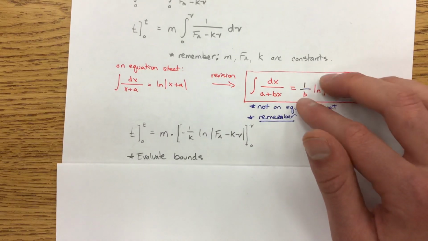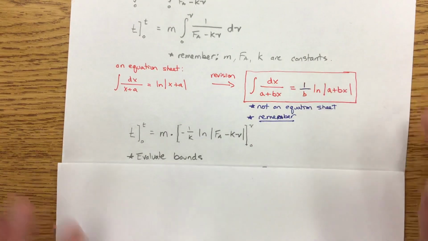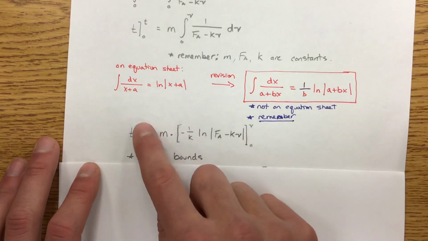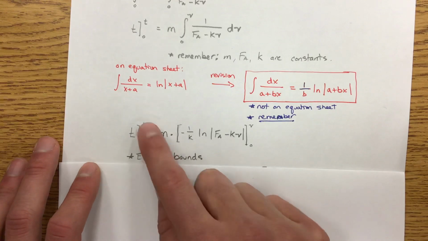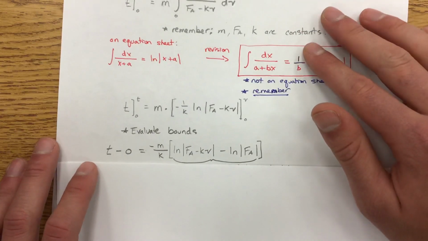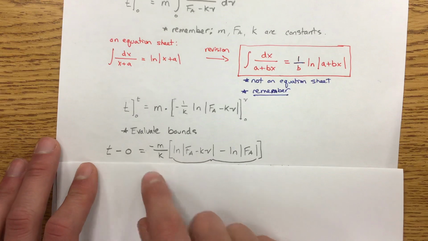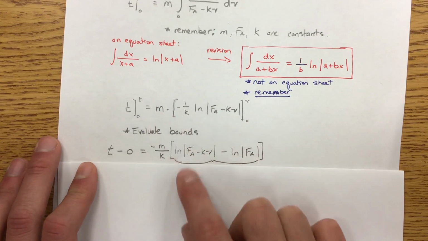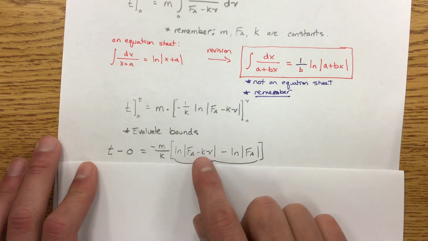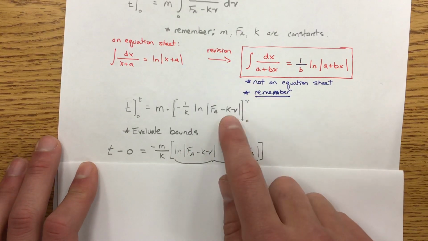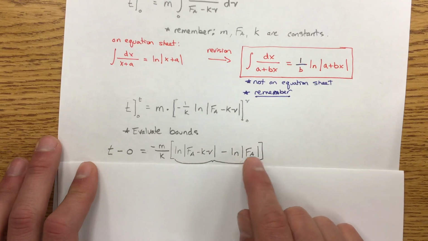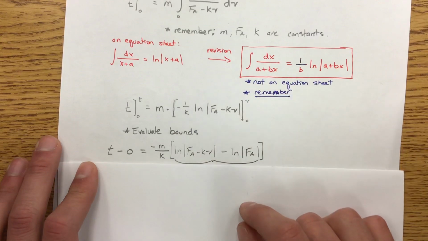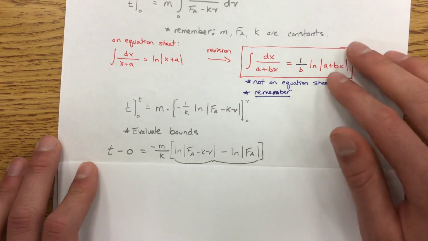All right, now we need to evaluate our bounds. When we evaluate our bounds, think of it like a final minus initial. So we're going to plug in the final and then subtract the initial. For t, that's real easy. We get t minus 0. And then this is equal to negative m over k. I just factored out the negative 1 over k times the natural log of F sub A minus kv, because I plugged in the v, minus the natural log of F sub A, because I plugged in the 0. When I plug in 0, that expression goes away, and we're just left with natural log of F sub A.